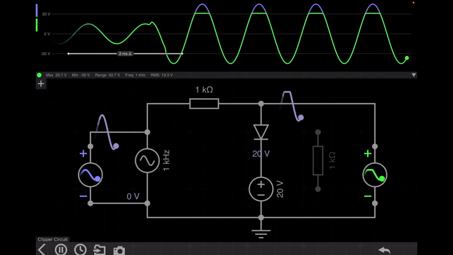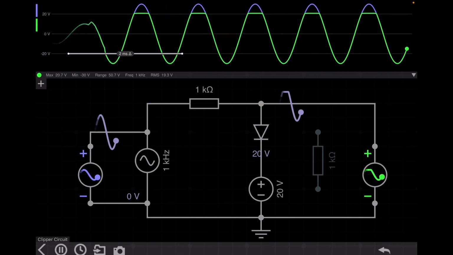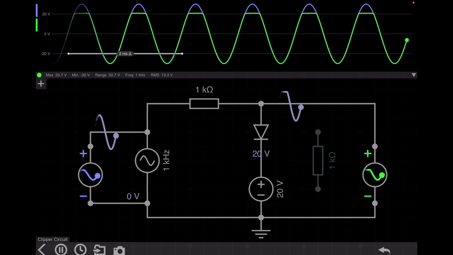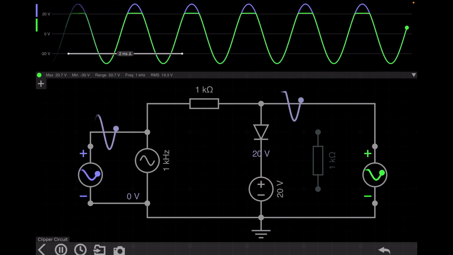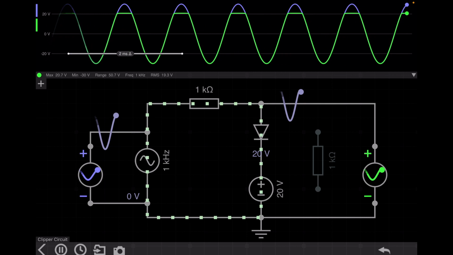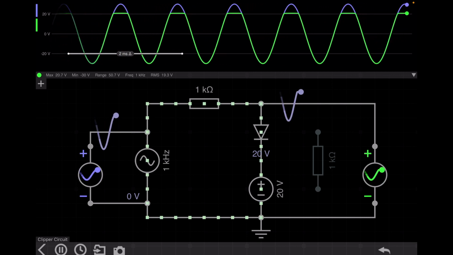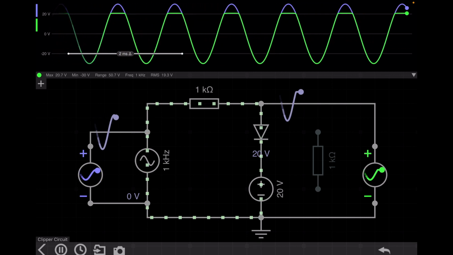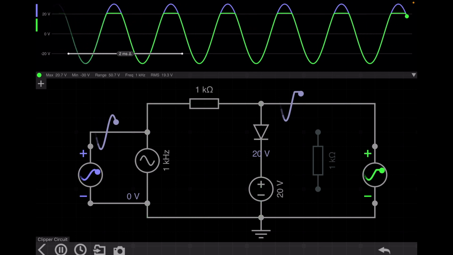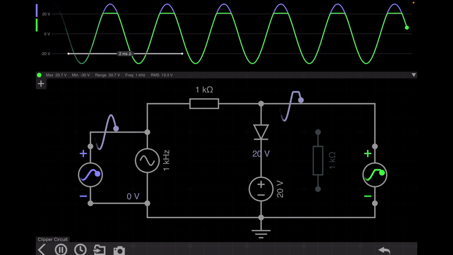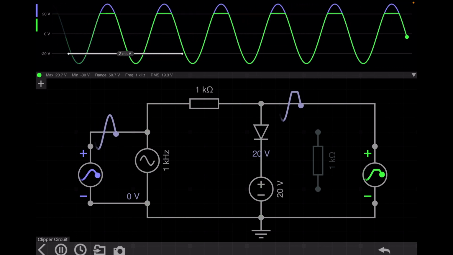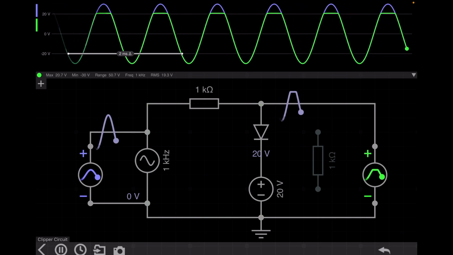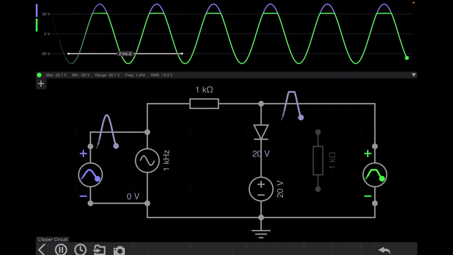So this is the basic concept of the clipper circuit. Clipping means when the diode is turned on, at that time current will flow through the diode. When the diode is turned on, the output voltage will be constant. So that's why we can see the clipping.